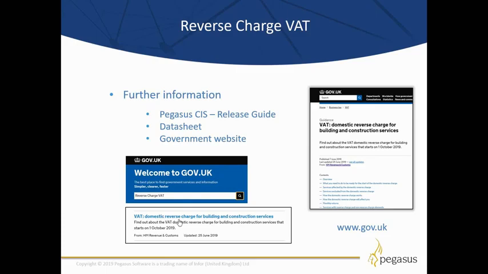I would also recommend that you periodically come back to this government website because they might be updating their information sheets as we get closer to the implementation date. Also, keep an eye out for the Pegasus Outlook newsletters we send out to customers, and have a look at the Help Centre that is available both within Opera 3 and Pegasus CIS. These are all useful sources of information.